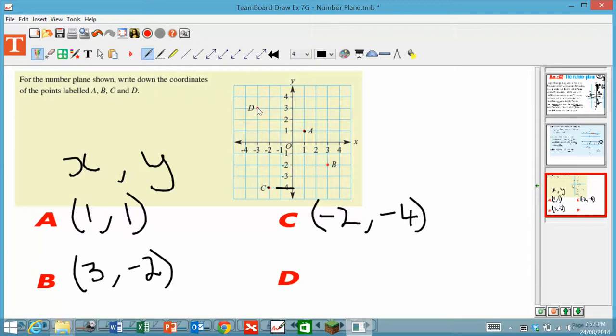And last but not least, point D up here. Looking at x first, it is at -3. Then we look across to our y, and it is at +3. So there are the four points: (1, 1) for A, (3, -2) for B, (-2, -4) for C, and (-3, 3) for point D. Again, not too difficult at all.